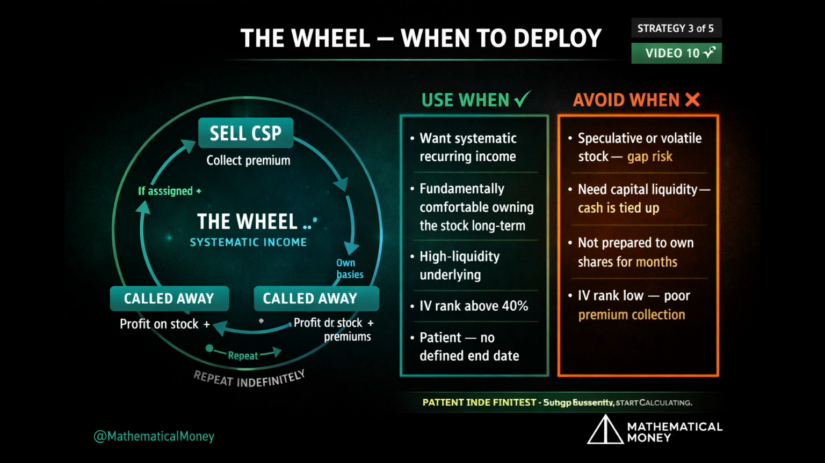Use the wheel on high liquidity, fundamentally sound stocks, and ETFs. Avoid using it on speculative, high volatility names where a gap down during the CSP phase creates a large loss that years of premium income cannot recover. The edge is that options premium is statistically overpriced. You are consistently on the right side of that.